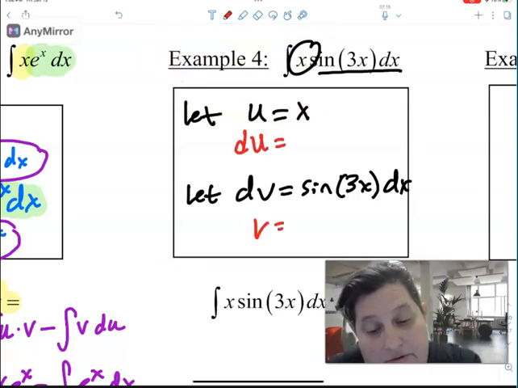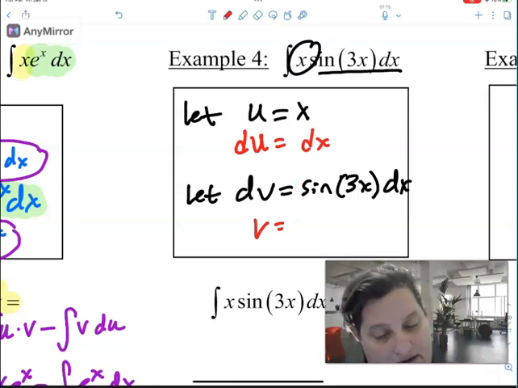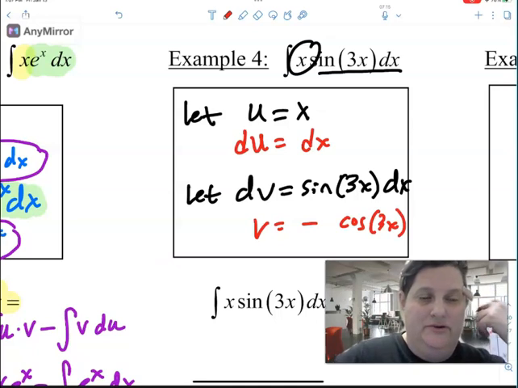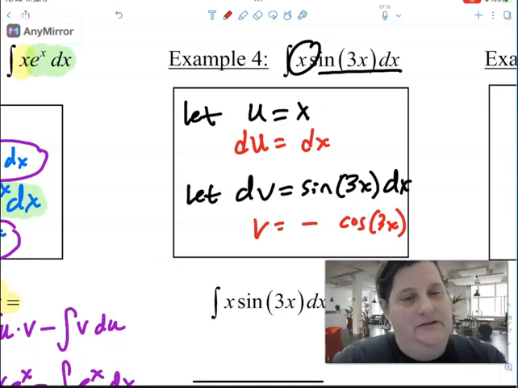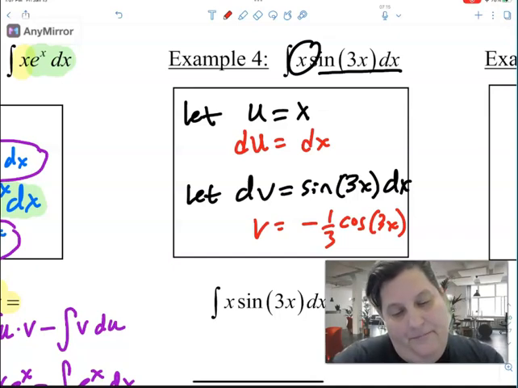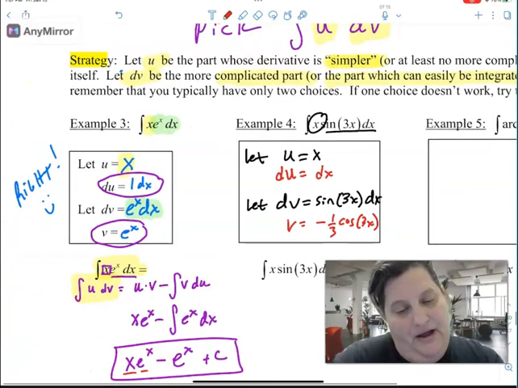Then I have to figure out my next part, which is du and then regular v. Well, du is the derivative of x, which is 1 dx. And then I have to integrate this one to go backwards. The integral of sine is negative cosine. And remember, this is like u sub, but not really. It's that shortcut, reverse chain rule. If it says 3x, instead of multiplying by 3, we divide by 3. So I finished my box.